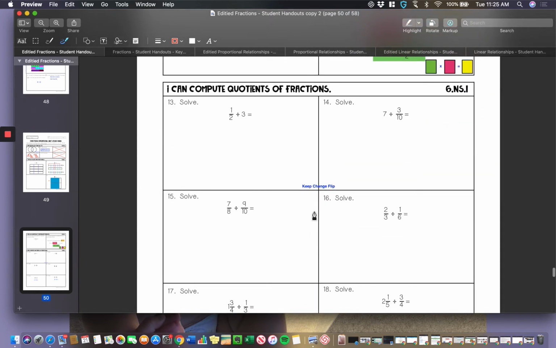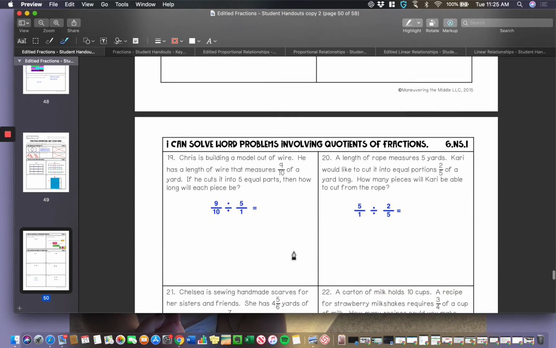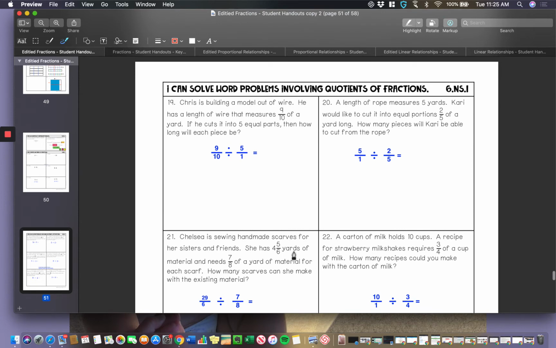All right, for 12 through 16, pretty simple. It's keep, change, flip time. So for those 4 problems, you will keep, change, flip those division problems to find your quotients. For 17 and 18, it's the same deal, except that I converted your mixed numbers into improper fractions for you. All right. For the following problems, I'm just going to read the problems out loud as I kind of written down the expressions or equations for each of these problems.